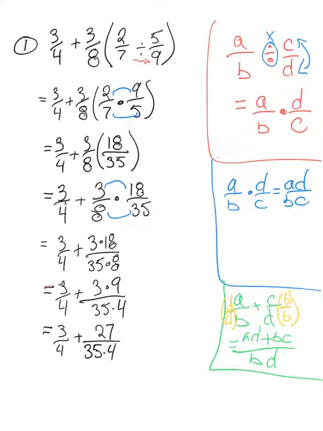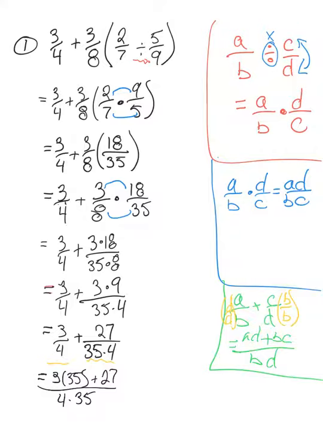So what we're missing here now is we can see that there's a 35 times 4 down here, so we need a 35 times 4 down there in order to add. So we're going to multiply 35 times 4, my apologies. So 3 times 35 plus 27 over 4 times 35. And now we've combined it into one single fraction.